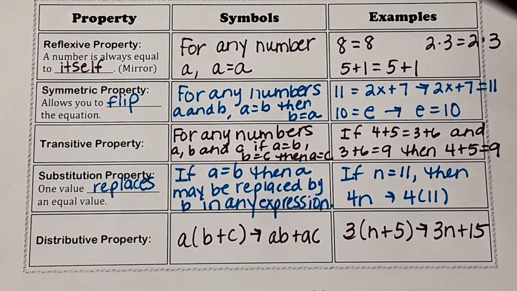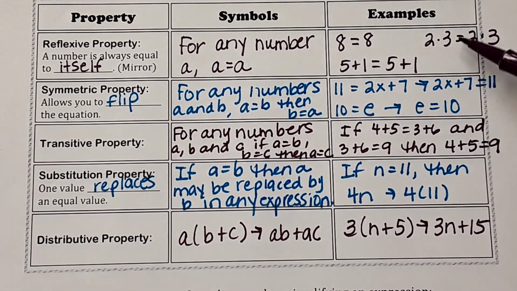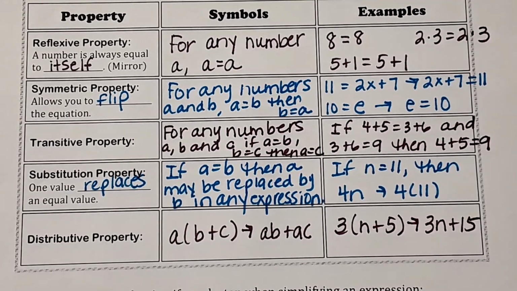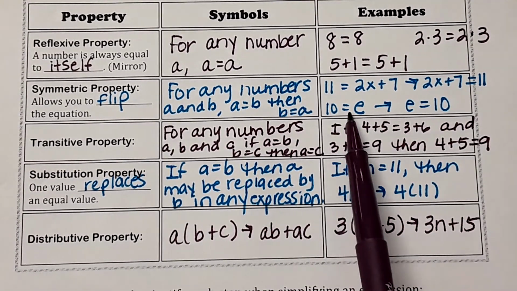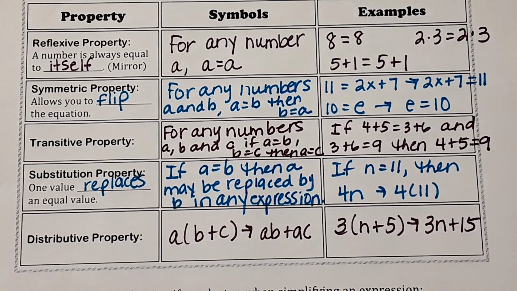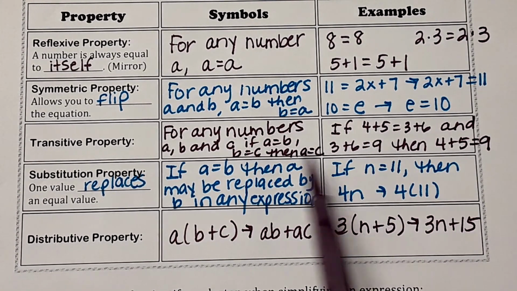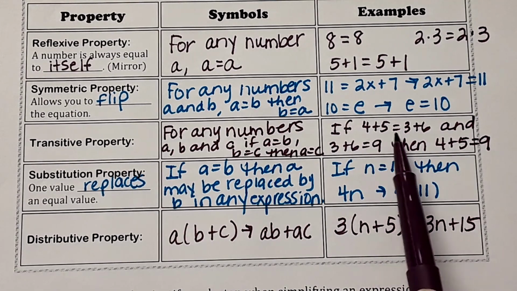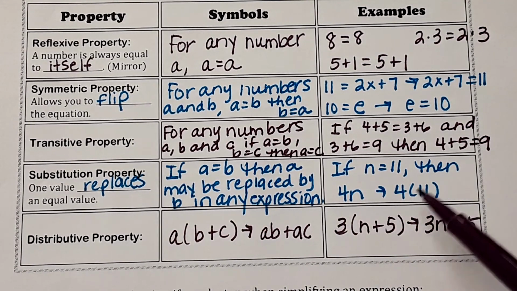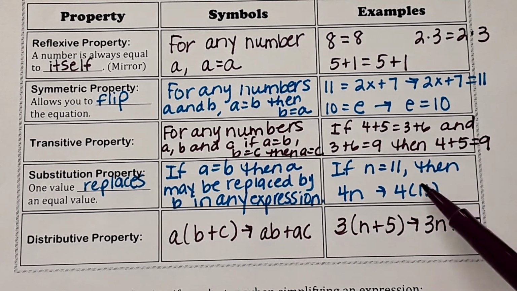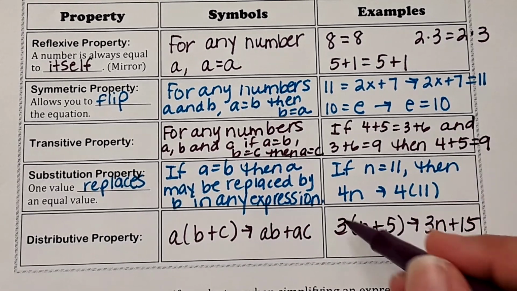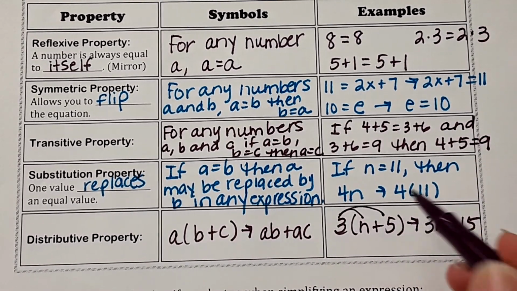Okay, so we have reflexive property. It equals itself. So 8 equals 8. The symmetric property is where you flip what goes on each side of the equal sign. The transitive property, if this, then this. Substitution, replacement. That's what substitution is, replacement. And then the distributive property, which I think we're all pretty good at.